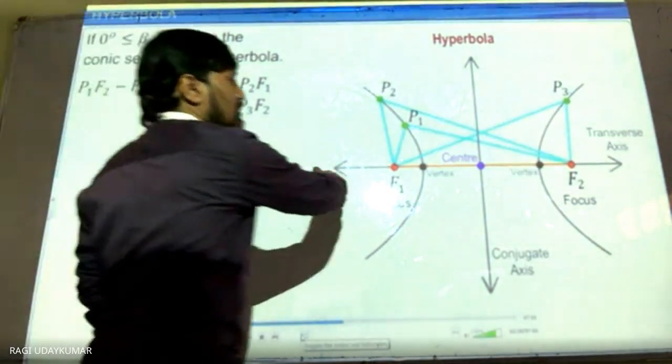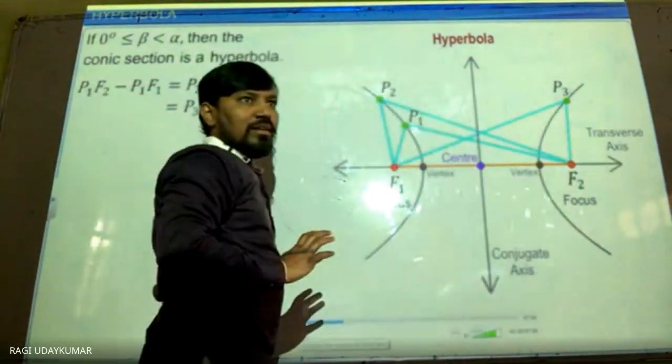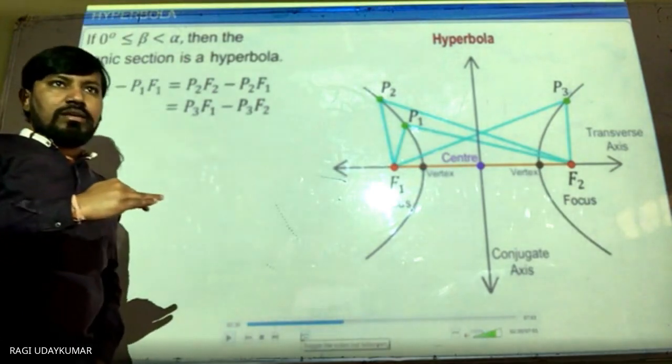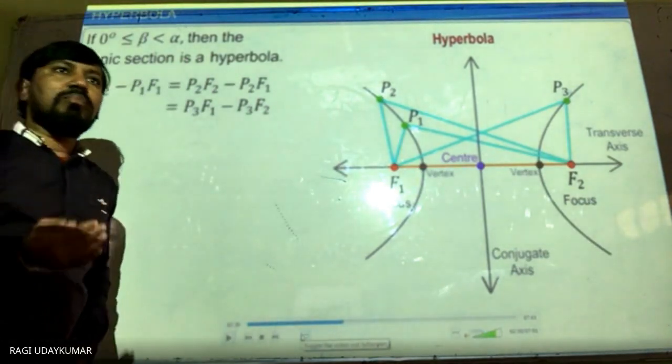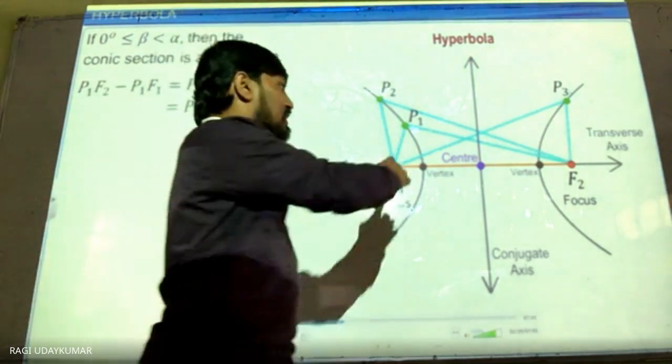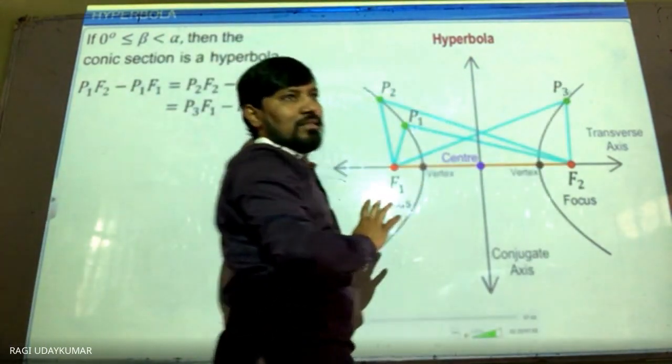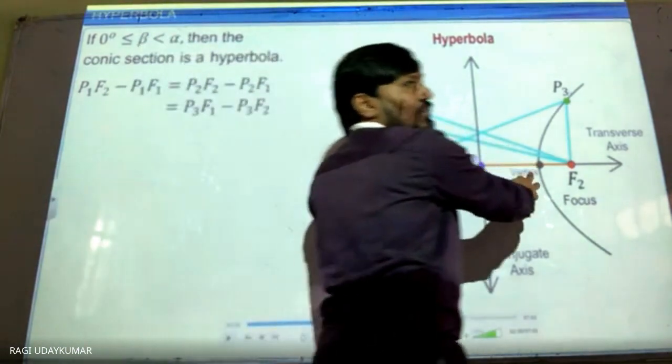This is the transverse axis. Once again I will revise. The transverse axis is nothing but the line which is passing through the two foci. The points of intersection of the transverse axis with the hyperbola are called the vertices. This is a vertex and this is another vertex.